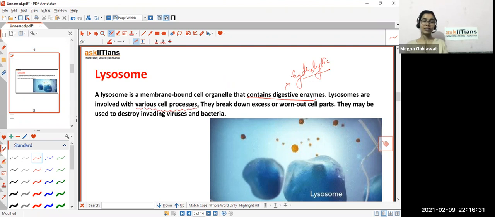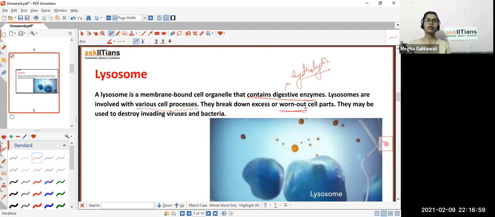What kind of cell processes? I'll tell you, this is pretty interesting. Whenever we are babies present in the mother's womb, we do not have fingers separately. Rather, our fingers are formed when the cells in between the fingers are digested, or destroyed, with the help of the lysosomes, and then we can separately have the fingers, right? They also break down the worn out cell parts.